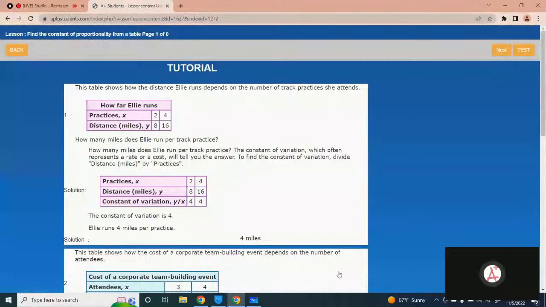That means you need to see the change between both the values. Got it? So one of them is x and one of them is y. You have to find y over x. So y is 8 over 2. 2 times what number is 8? 2 times 4 is 8 and 4 times 4 is 16. That means the constant of proportionality is 4 here. Got it?